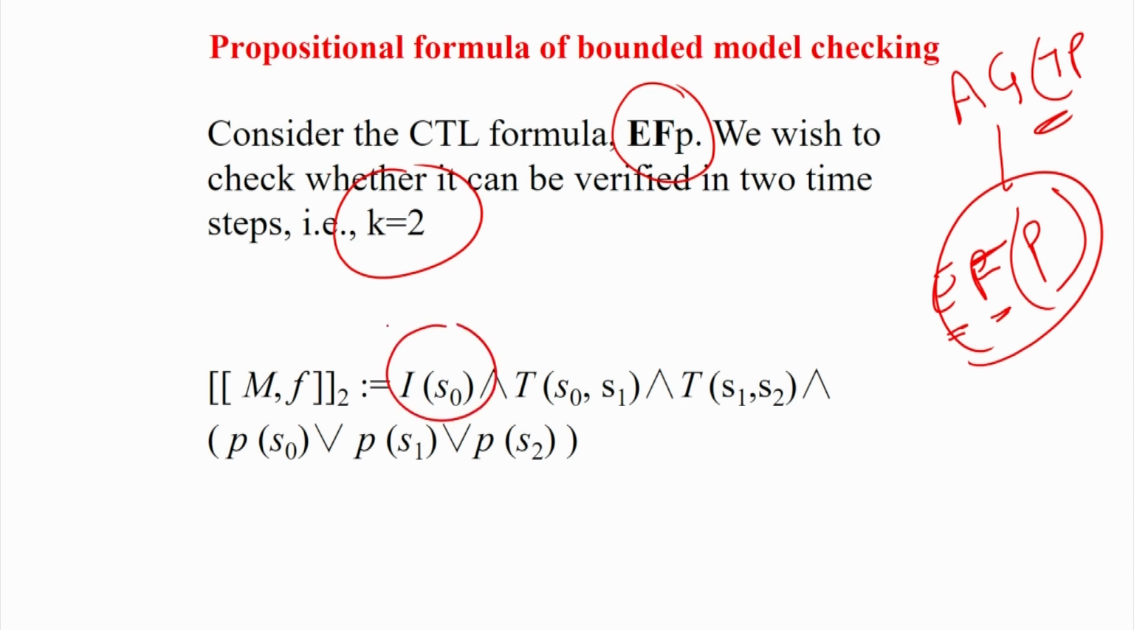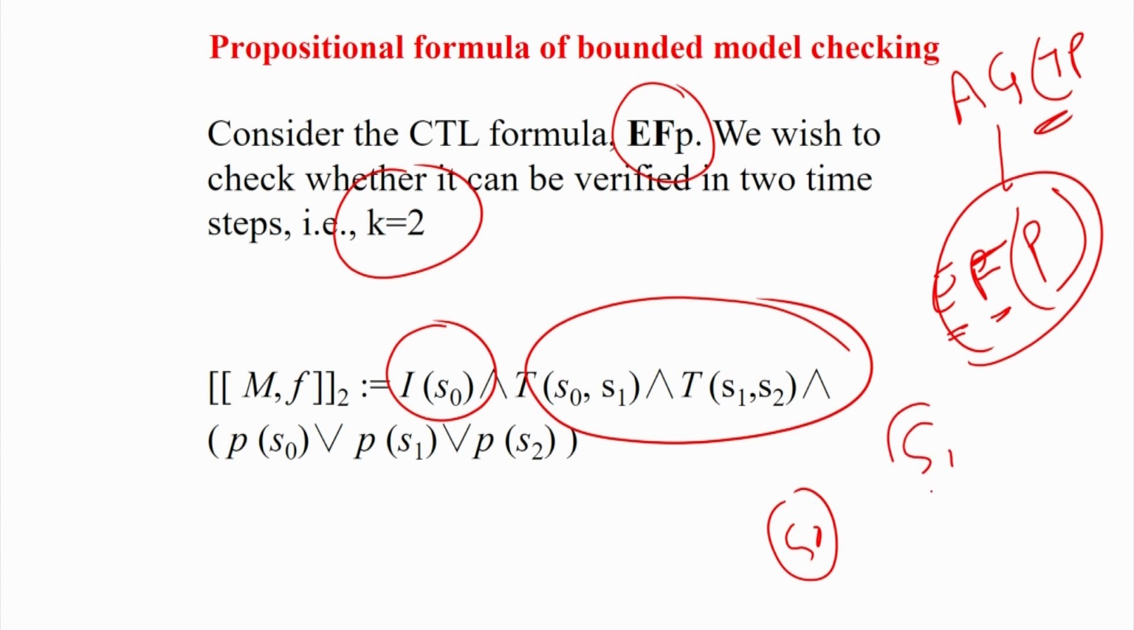So I naught S is basically your characteristic function of the initial state. Then the transition relation S0 to S1, S1 to S2, that is the two transition relationships because k equals 2. So this part will represent the transition relationship, and very important is that you are having S0, S1 and S2, this is one part, right? And then these first two clauses are telling you about the initial state and the path length.